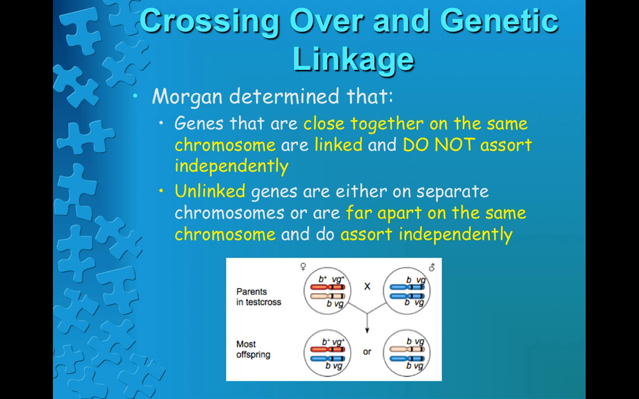So what Morgan sees is that genes that are located really close together on the same chromosome end up being linked, meaning that they don't end up getting assorted independently. They don't get crossed over separately. Your unlinked genes, however, are far enough apart on the chromosome that when we go through crossing over, they have an equal likelihood to get assorted independently or get crossed over separately.